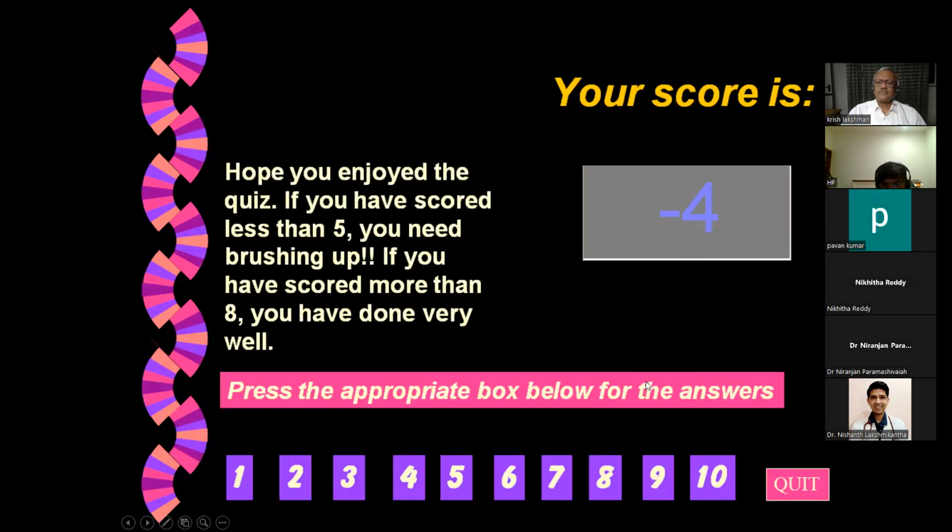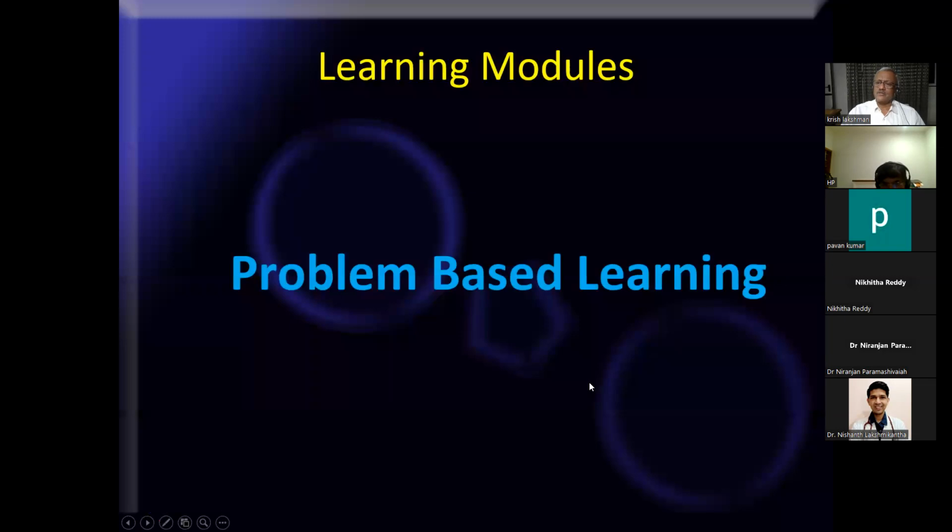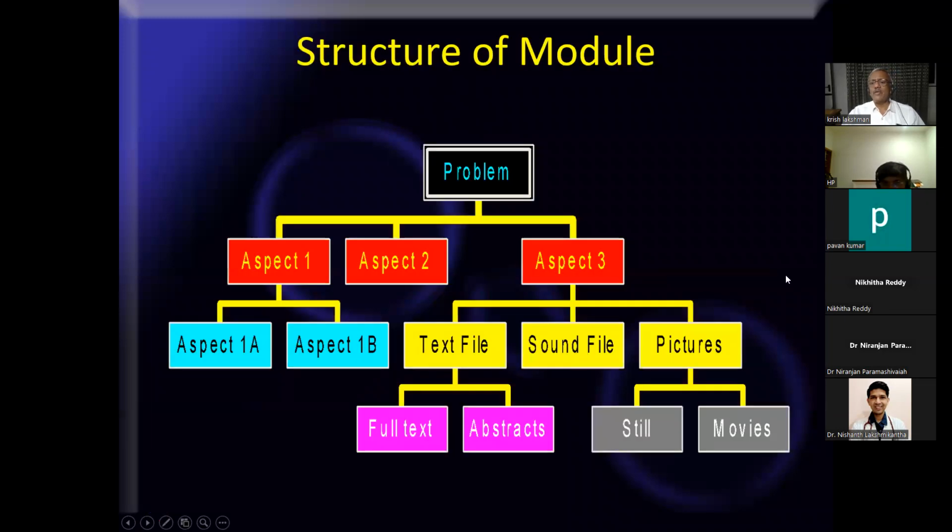And you can even have it, I've designed it on PowerPoint itself. It can automatically give you a feedback and give you your score as well. And so that is something that's important. And you can design on PowerPoint learning problem-based modules like this. I won't go into the details of this, but you have a problem, you can discuss 2 or 3 aspects of it, and you can have a multimedia file on it.